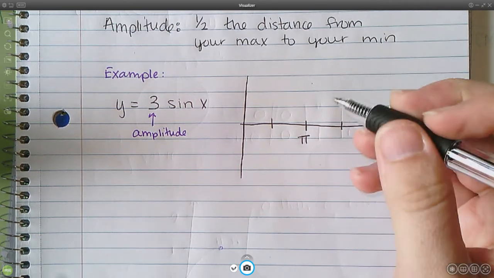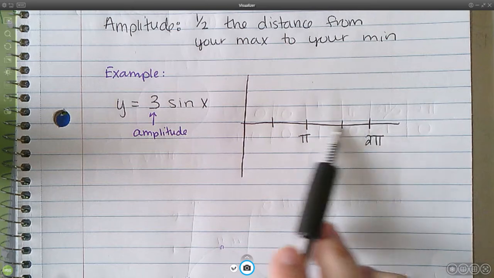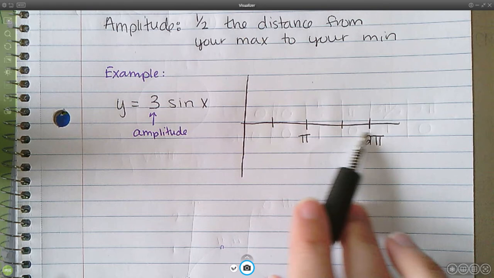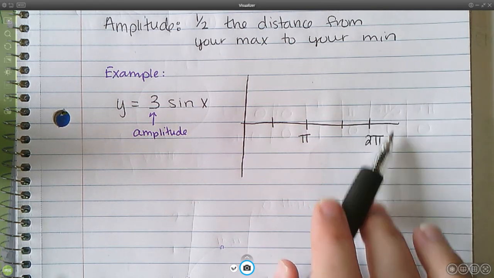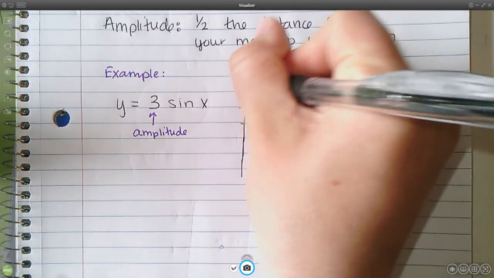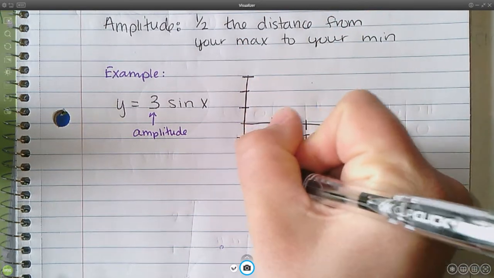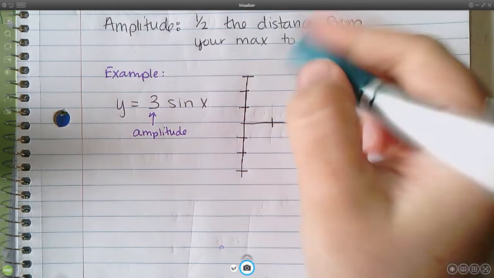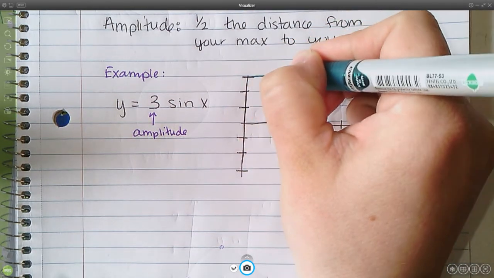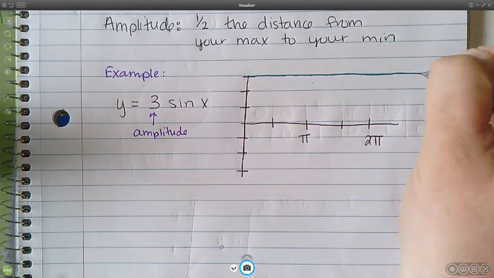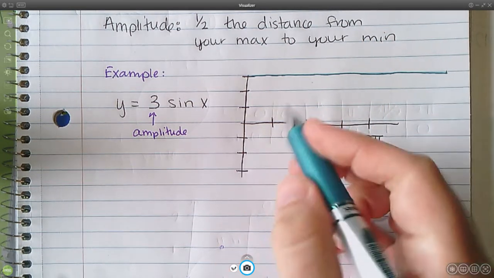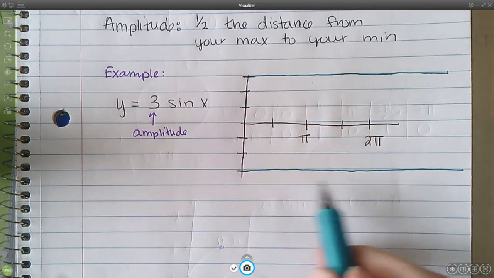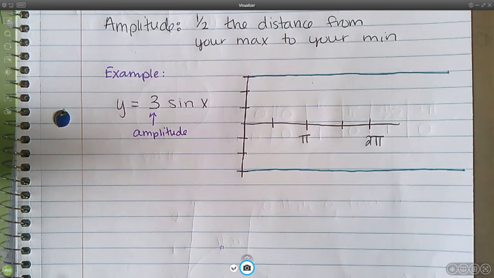Okay, so we haven't talked about moving our graph up and down yet. So our x-axis, this is actually going to be the middle of our graph. So if this is the middle, we know we're going to go up 3 from here and down 3 from here. So 1, 2, 3, and 1, 2, 3. So our high point is going to be at +3. So I like to draw in lines of where my high point is at. And our low point is going to be at -3. I like to draw that. So this is our low. Everything else is going to stay the same.